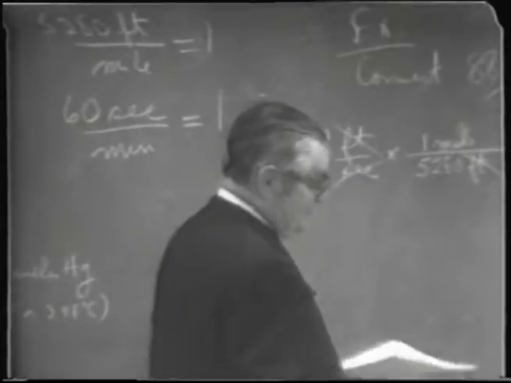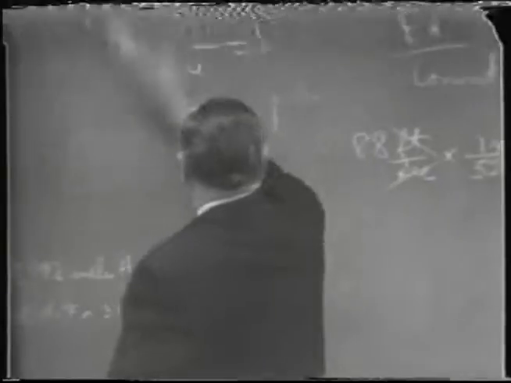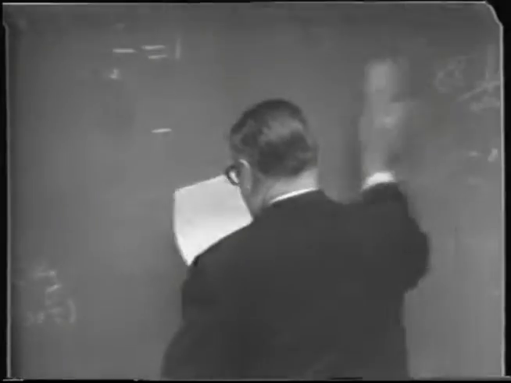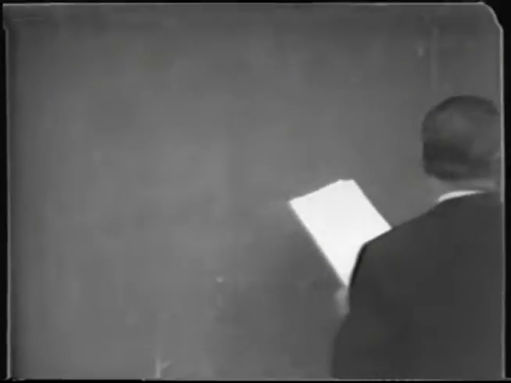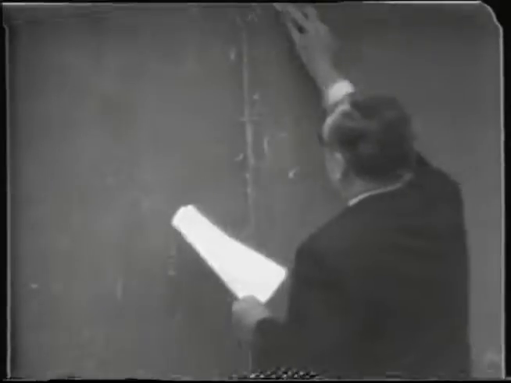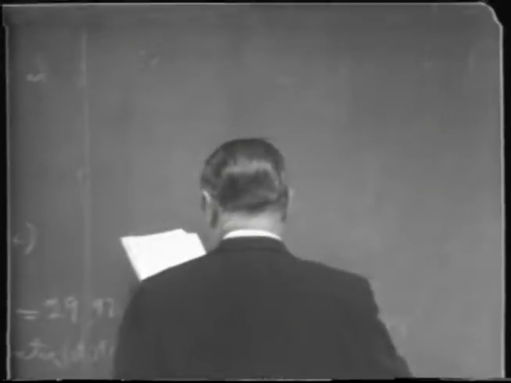Well, I'll take one more example, a little bit more complicated than this, and then we'll go on to something else. The next example is to convert 4,000 cubic centimeters to gallons.